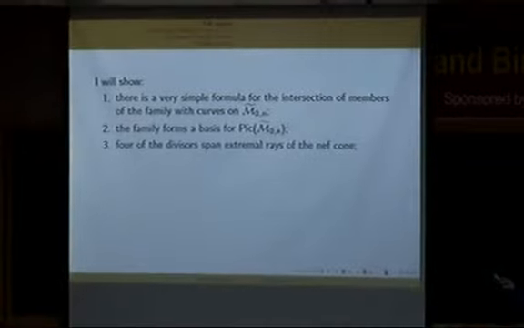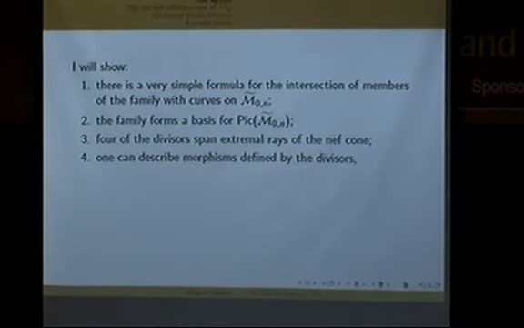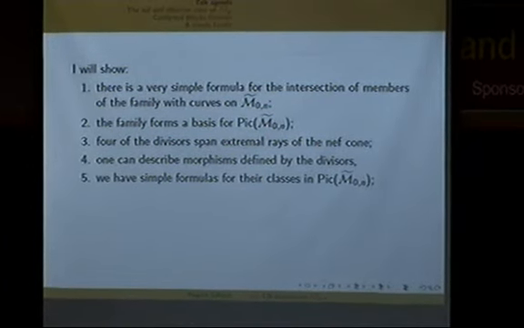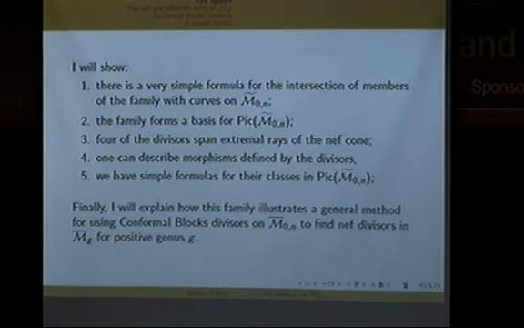Okay, so for example, the family forms a basis for the Picard group. These are all base point free. 4 of the divisors span extremal rays of the nef cone. And we can identify the morphisms that the divisors define. Okay, so we do that because we have simple formulas for their classes. I'm going to show you all of this, and I'm going to explain the general philosophy underlying it, how this family will illustrate how we can use these divisors on M0N to identify nef divisors on MGN for positive genus G. Well, actually on MG.